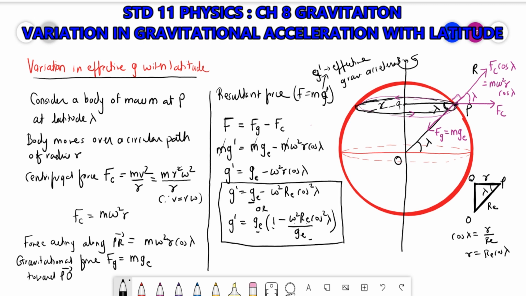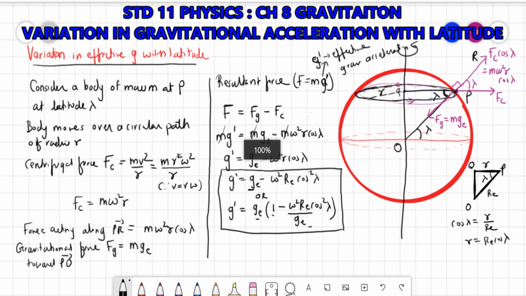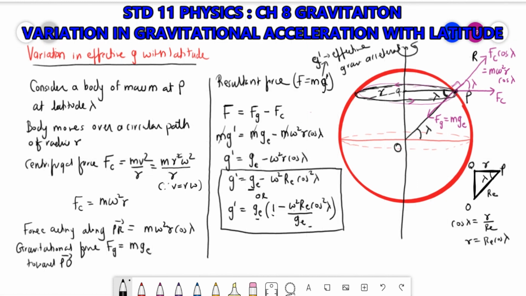Now let's take two different cases. First at equator and second at poles. Case 1, at equator. Now at equator, we know it's 0 degree latitude. So lambda is equal to 0. So cos lambda, that is cos 0, that is equal to 1.